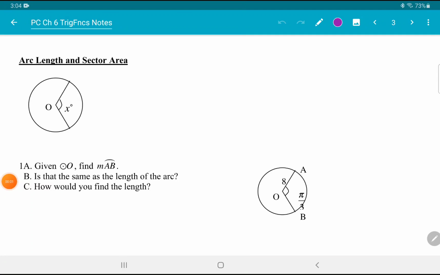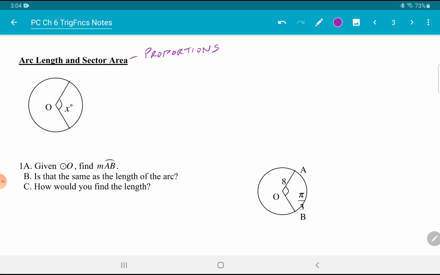In this video, we're going to be looking at arc length and sector area of a circle. I really want to emphasize a really big idea here. When you find arc length and sector area, I want you to think in terms of proportions. Proportions are really going to help you out when finding these two measurements.